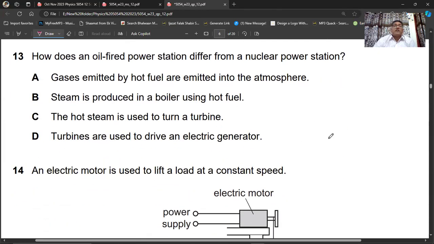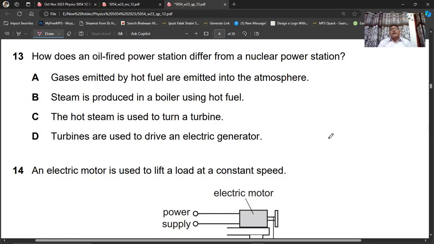Question number 13. How does an oil-fired power station differ from a nuclear power station? You see, in an oil power station, you are using fossil fuels. And when you burn fossil fuels, obviously some greenhouse gases are given out, which causes pollution in the atmosphere. And in the case of the nuclear power station, no greenhouse gases are given out.